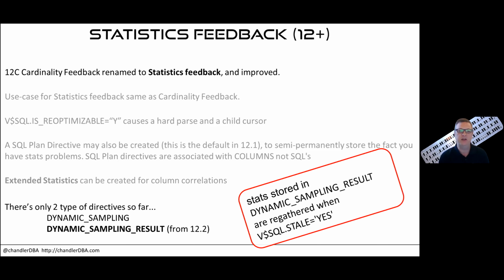Now, SQL plan directives only have two types of directives so far. They've got dynamic sampling and dynamic sampling result from 12.2. Any stats that get stored in the dynamic sampling result will age out the same as your ordinary stats get aged out, when by default you have a 10% change and they go stale, and the dynamic sampling result gets resampled at that point.